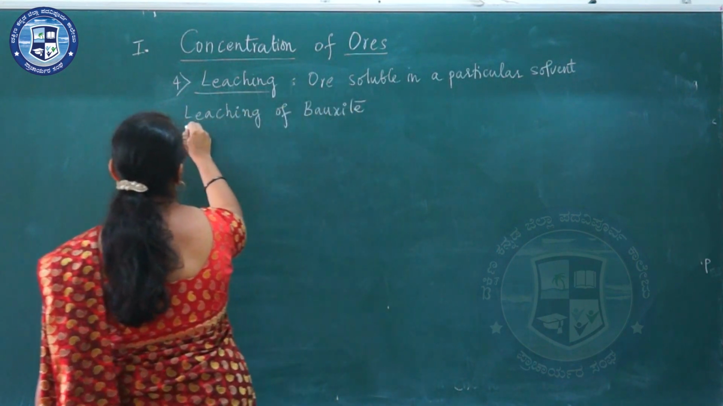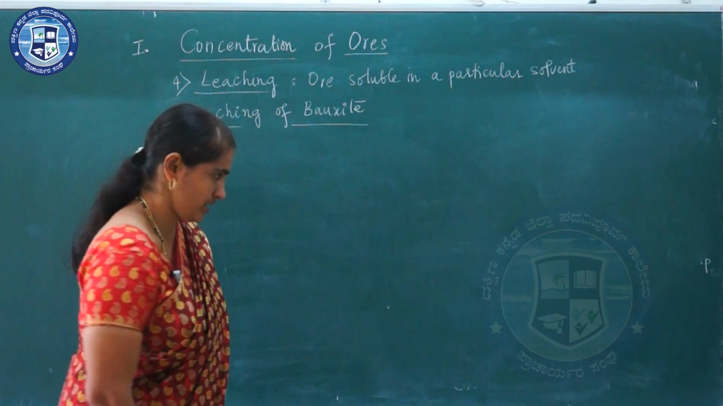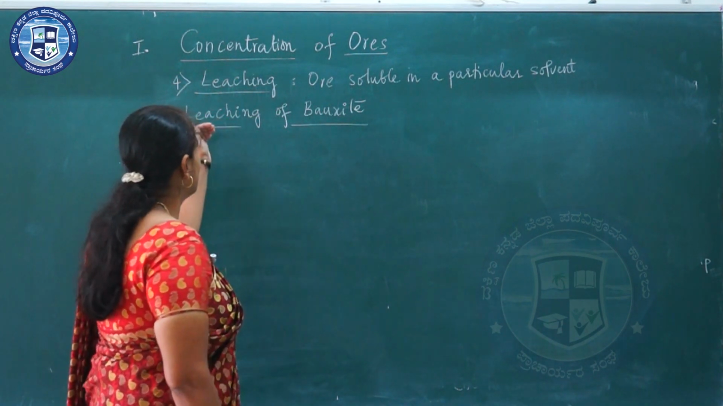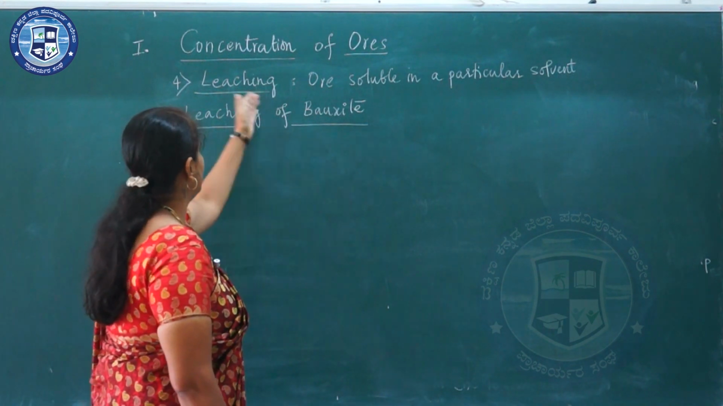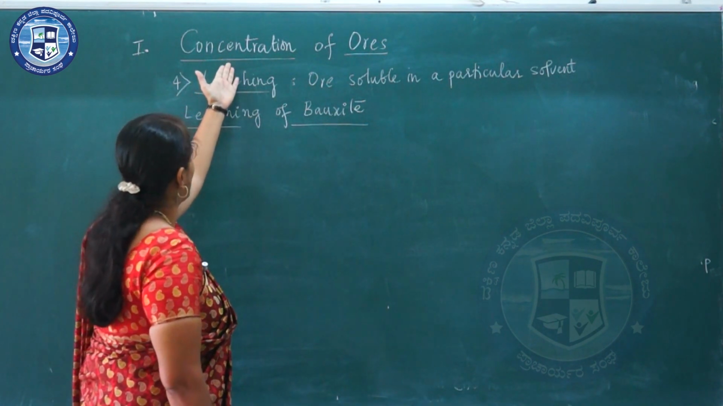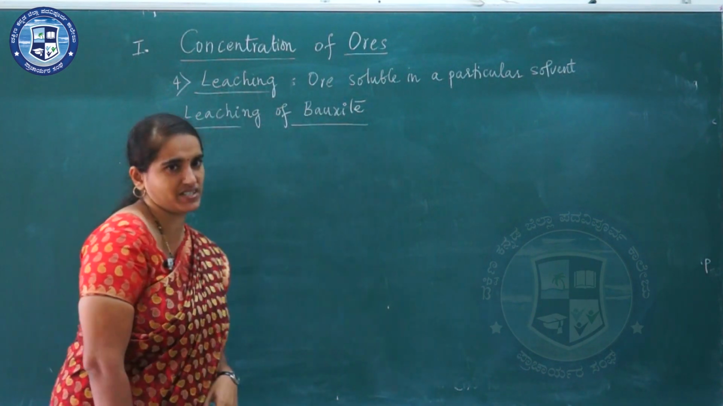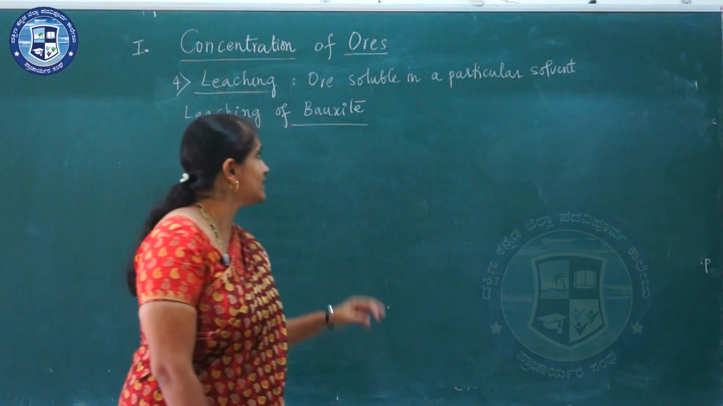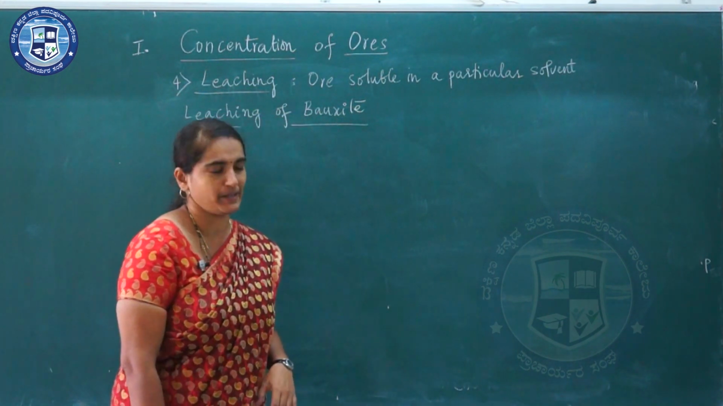So here comes our aluminium now. Leaching of bauxite. We will remove all the impurities present in bauxite by leaching. Our concentration of bauxite is done by leaching. Now what exactly is the procedure? The procedure involves 3 steps. Once again, there are 3 different steps over here.